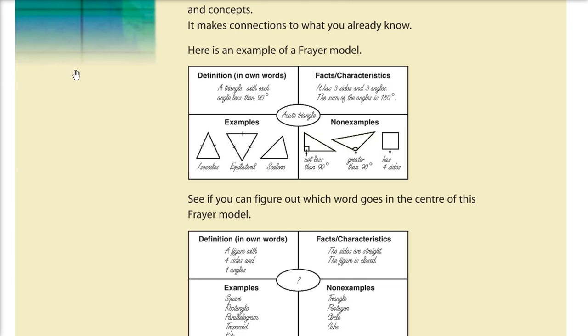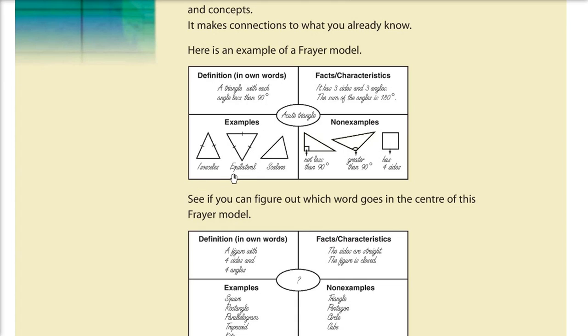Here we need to find out what the definition is first of all. The triangle with each angle less than 90 degrees, it has three sides and three angles, and the sum of the angles is 180 degrees. We call it an acute triangle. So the acute triangle, obtuse triangle and scalene will all be different as far as definition and facts are concerned. So the definition is a triangle with each angle less than 90 degrees.